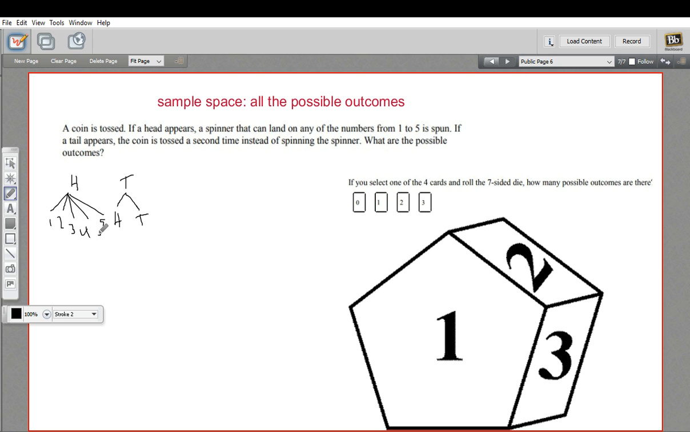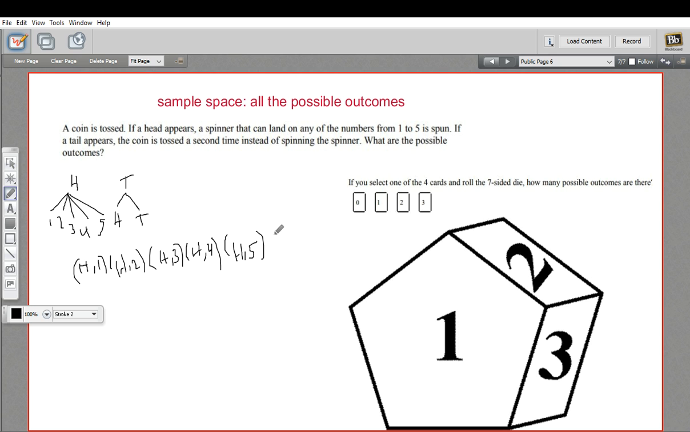When we list a sample space, though, this is called a compound event. There's a couple events happening one after the other. Usually you list them like this. You would say it's possible to get a heads and a 1, or a heads and a 2, or a heads and a 3, or a heads and a 4, or a heads and a 5.